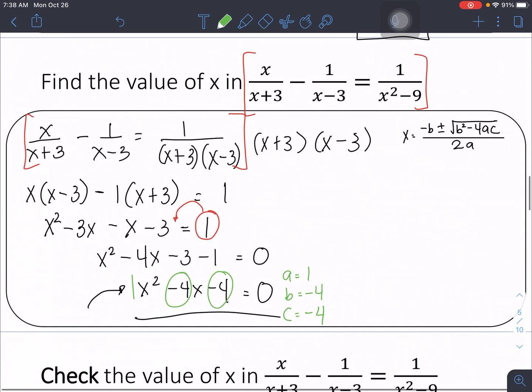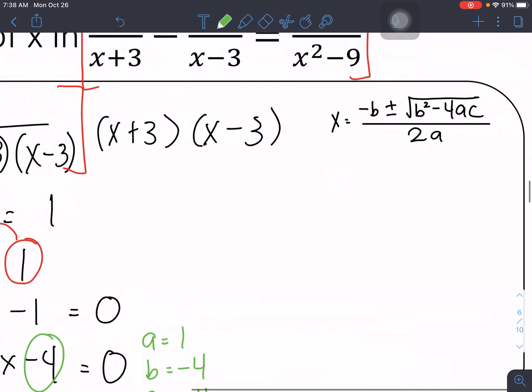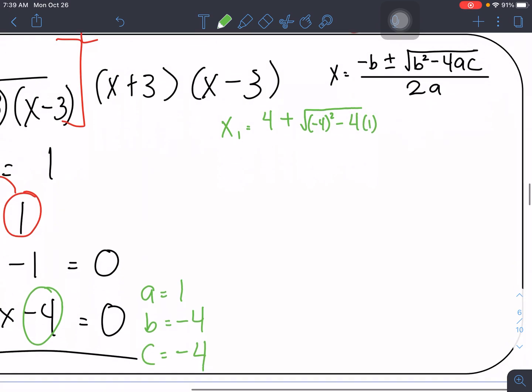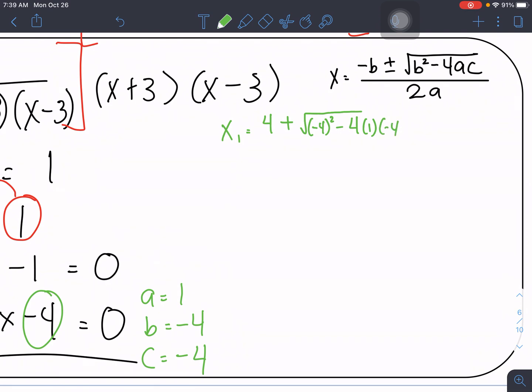So I need to substitute all the values into this equation. Let us first find x sub 1, the first root. This will be negative b. Negative b is negative 4, so that will be 4. I'll be using the plus sign first, plus the square root of b squared minus 4ac. b squared is negative 4 squared, minus 4, a is 1 and c is also negative 4, all over 2 times 1.